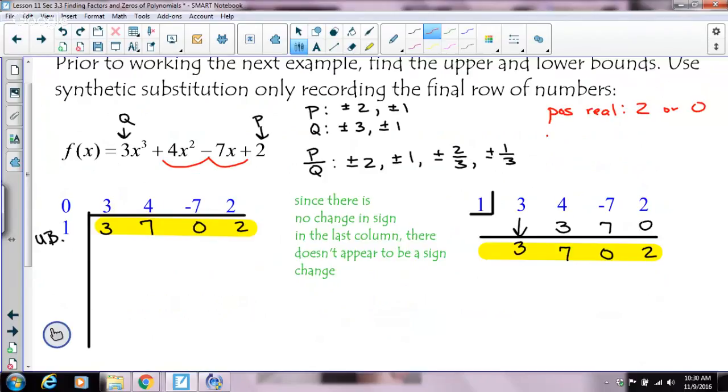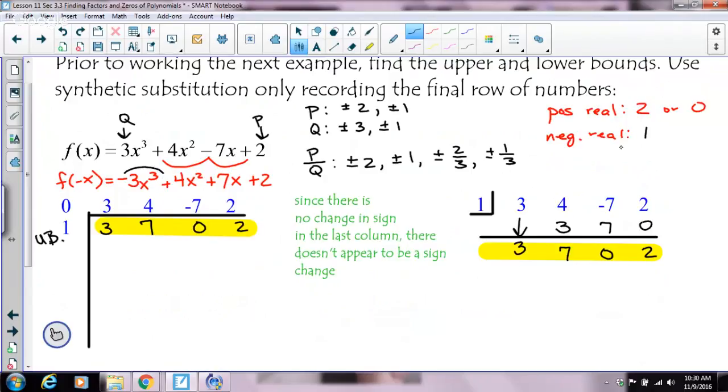Okay. And how about negative real zeros? How do I find that? Negative x. So over here I'm going to put f of negative x. What did we say a while ago? If it's an odd exponent, what does it do to the sign? It changes it, so it's going to be negative 3x cubed. And what if it's an even exponent? So plus 4x squared, it stays the same. And then negative 7 times negative x. So an odd exponent changes it, and then plus 2. So then how many sign changes?